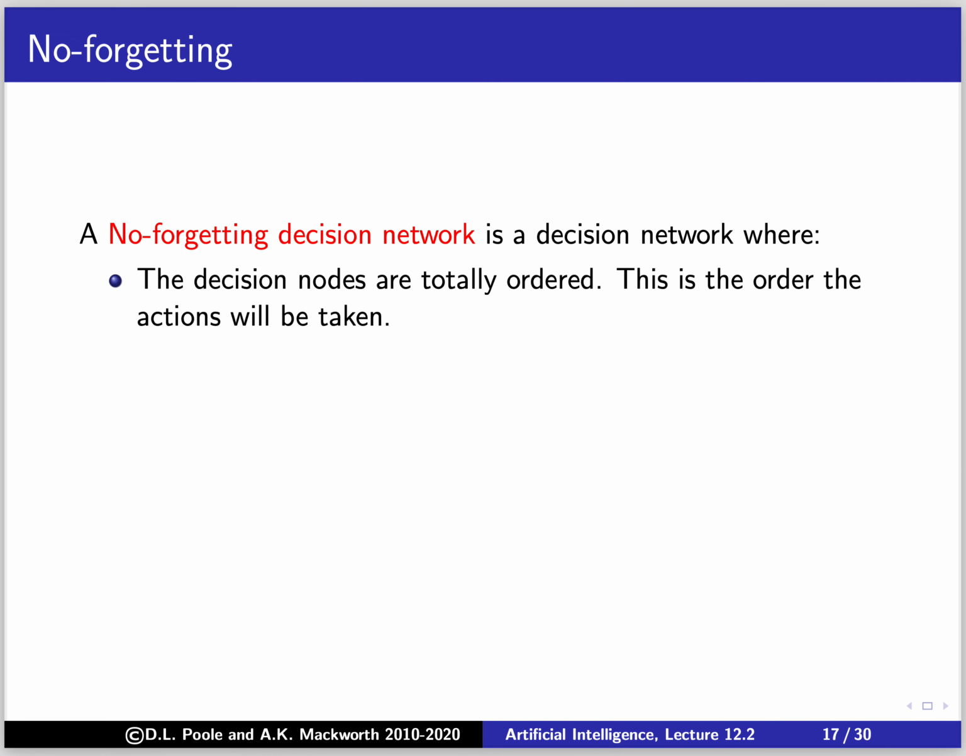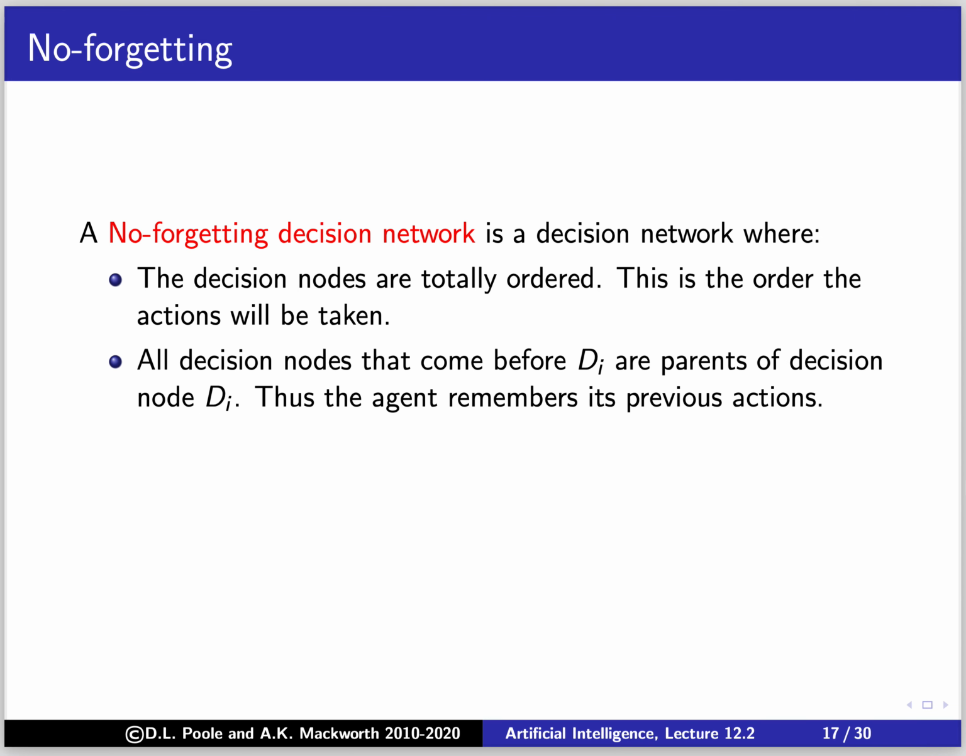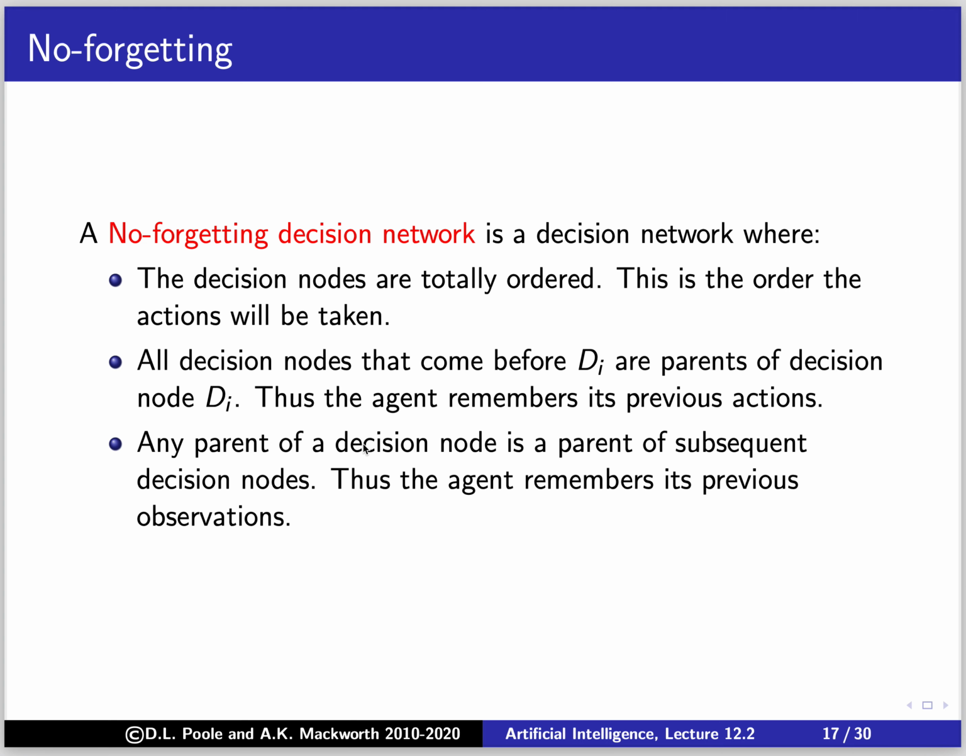So, no-forgetting decision networks. A decision network where the decision nodes are totally ordered. This is the order that the actions will be taken. All decision nodes that come before Di are parents of the decision node, so the agent remembers its previous actions. It turns out that it's harder to optimize forgetful agents. And any parent of a decision node is a parent of subsequent decision nodes, so it remembers its previous actions, but also its previous observations. So it's a no-forgetting decision network, a special type of one.